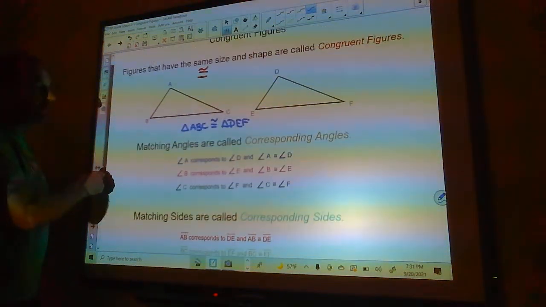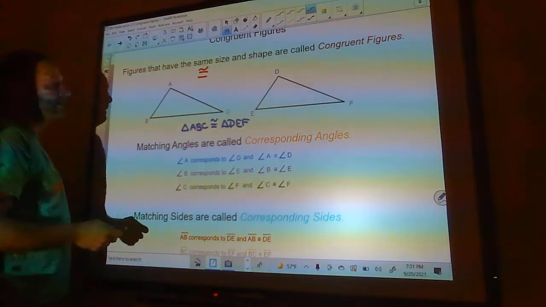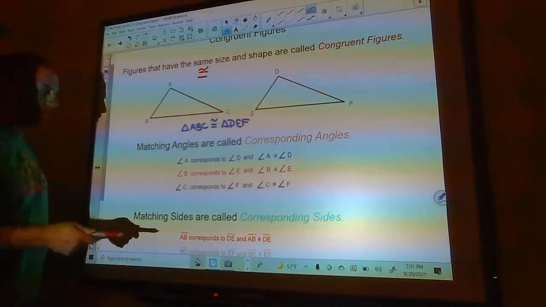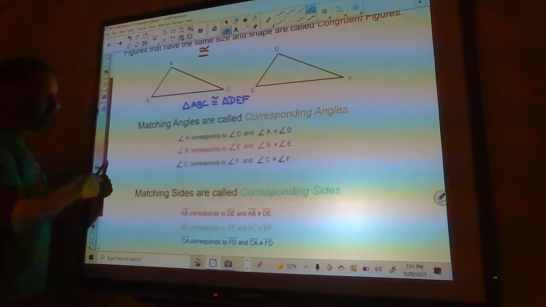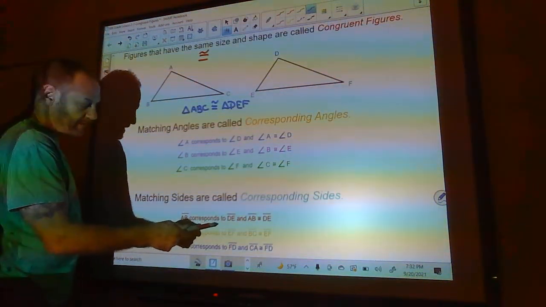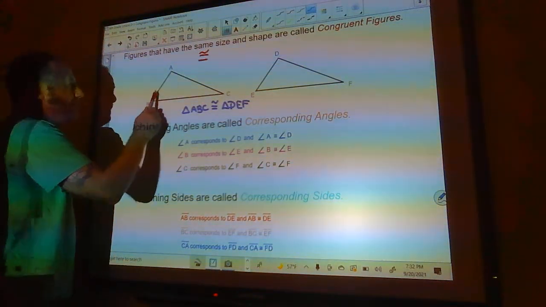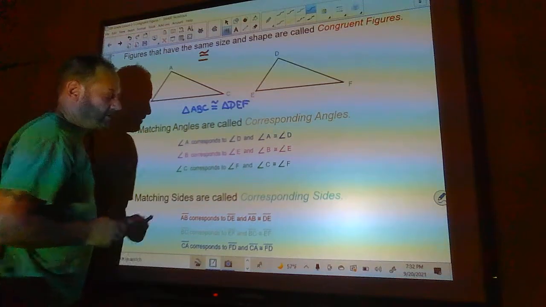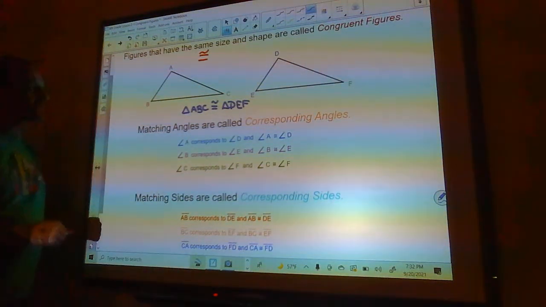Okay, so not only do you have matching angles, you also have corresponding sides, and what that means is segment AB corresponds to segment DE. So here's AB and here's DE. They correspond and they're congruent. And the same for the other two sides.